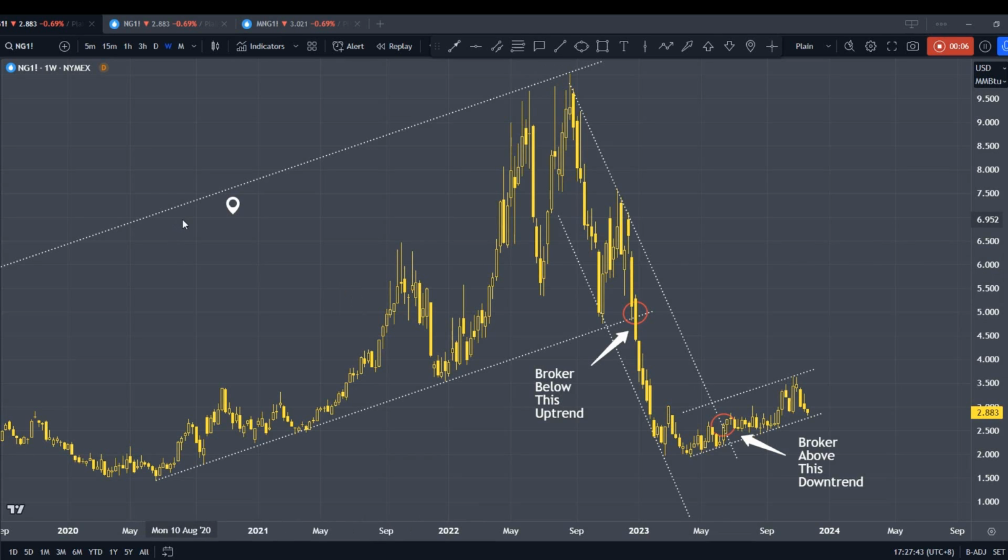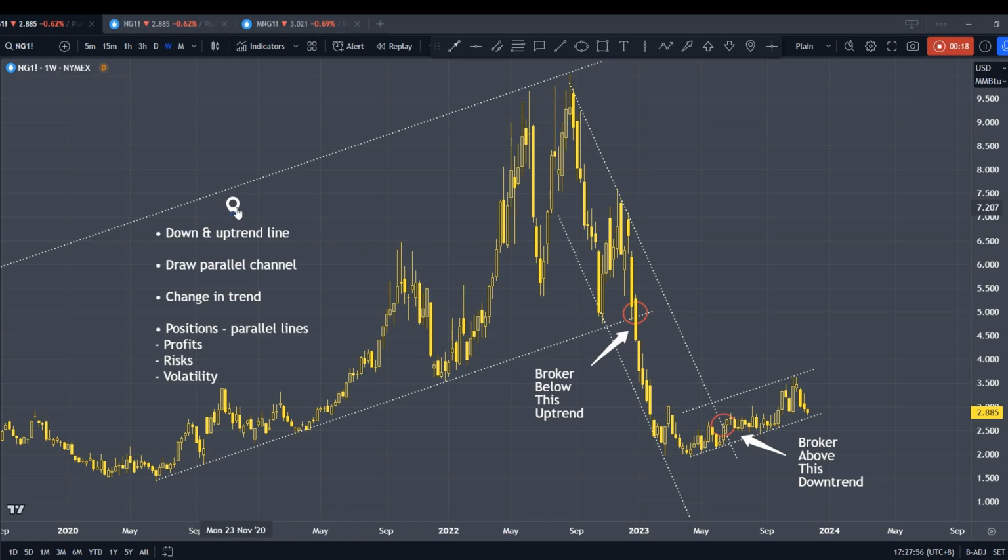Once we have drawn a trend line or parallel channel correctly, it is extremely helpful in managing our position in terms of entry, profits, and risk management.